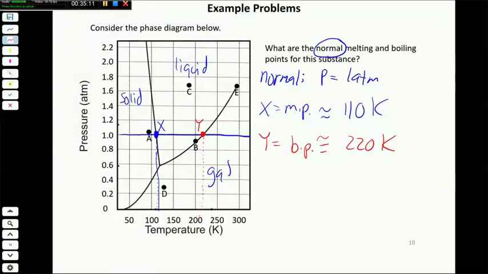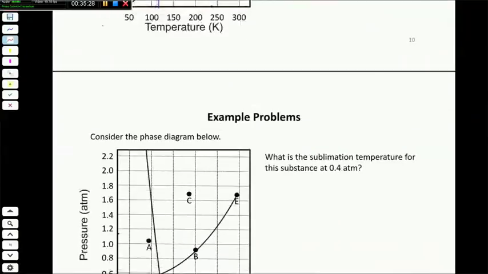So that's how we identify the normal boiling point and normal melting point: by figuring out where those two phase change lines cross 1 atmosphere of pressure, which is the pressure that we define for normal phase change temperatures. So questions on that one? All right.